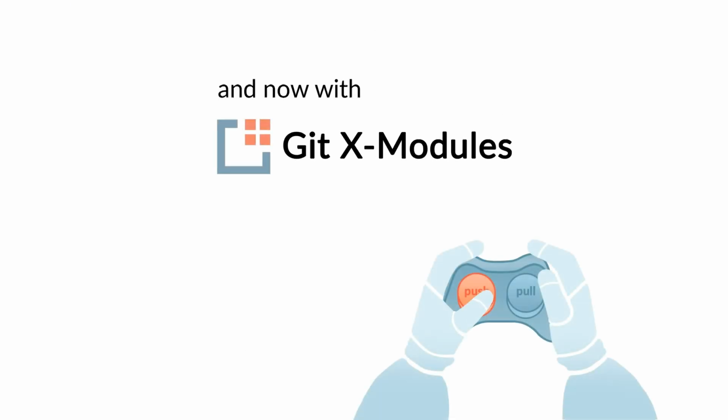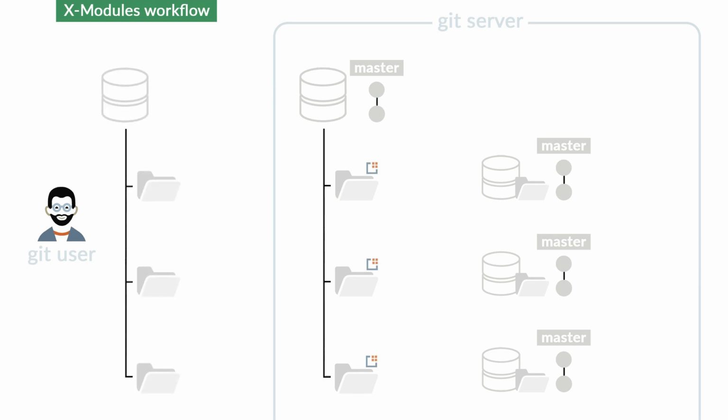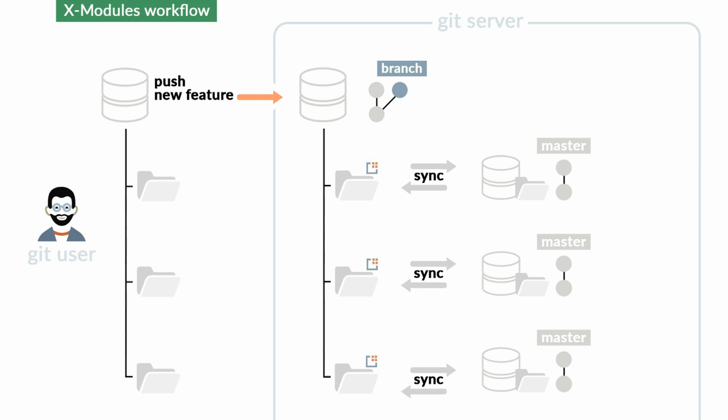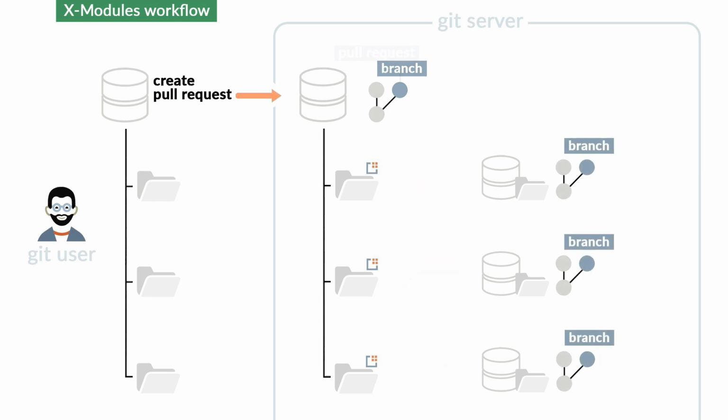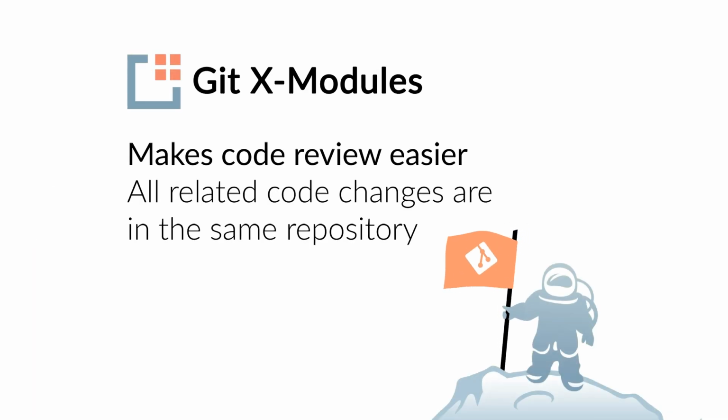With Git X-Modules, all the related changes are in a single parent repository. So, you can clone a parent repository, update it with a new feature, and then create a single pull request that has all the related changes in one place. That makes your code review so much easier.